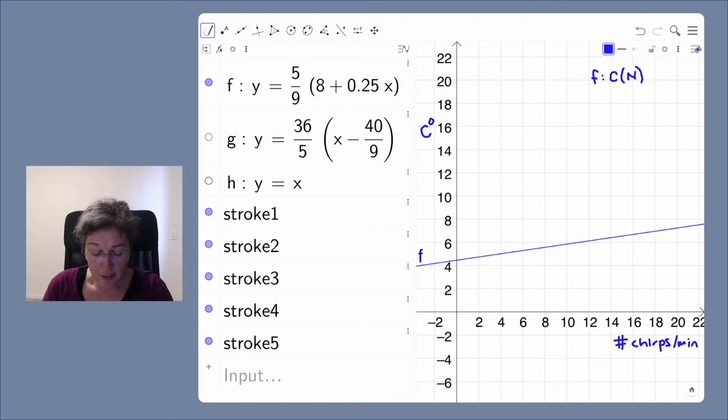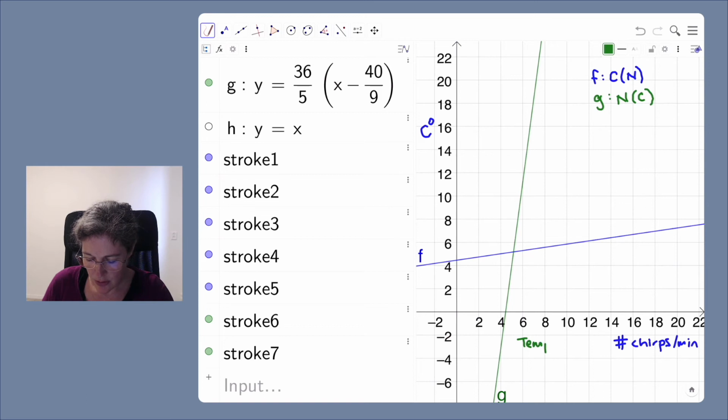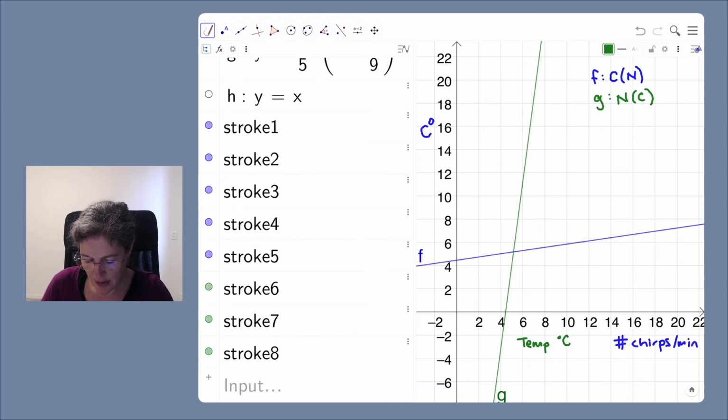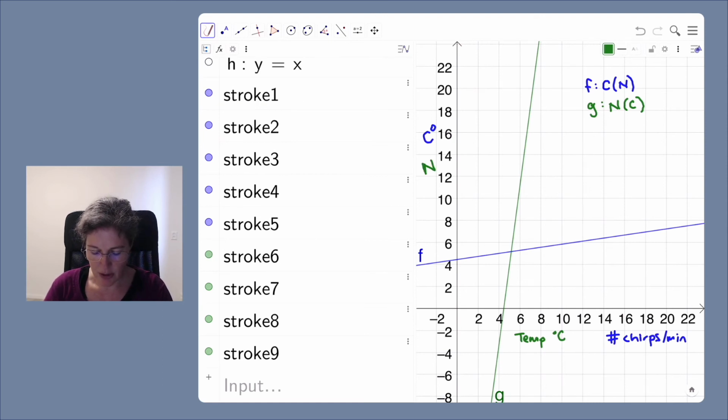Now let's look at the second function, which I've plotted in green here. So our function g is the one that we found that said we will get the number of cricket chirps if we input the temperature. So if we were thinking about labeling the axes for this green graph, our temperature in degrees Celsius would be on the x-axis, and what we'd get out would be our number of cricket chirps. So this is our number of chirps. Oops, this is not working very well.